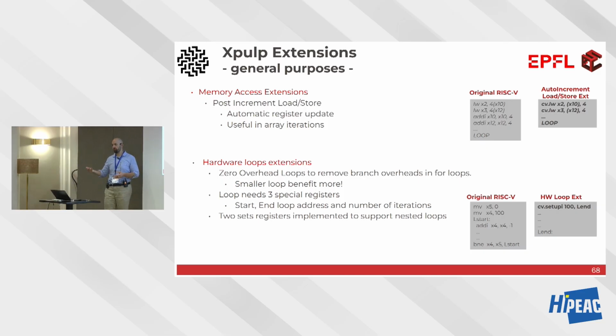So n minus 1 times the branch is taken, and the last time it is not taken, right? So this has a penalty. I try to emphasize this by saying you need a counter, you have to initialize it, then you have to decrement, then you have to compare.